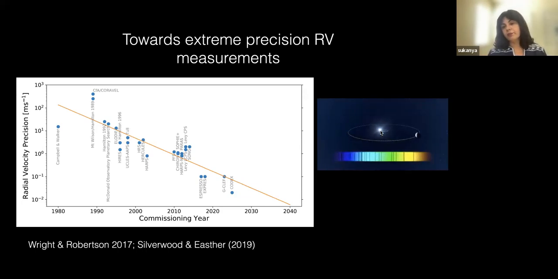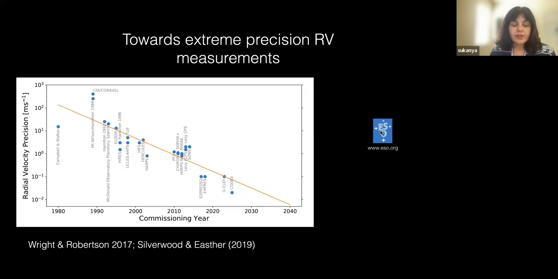As a planet goes around the star, the star of course pulls on the planet, but the planet also tugs on the star, leading to very small shifts in the spectral lines that we can now measure with improving precision. You'll see here this plot on the left, which shows the radial velocity precision as a function of the commissioning year of the telescope.